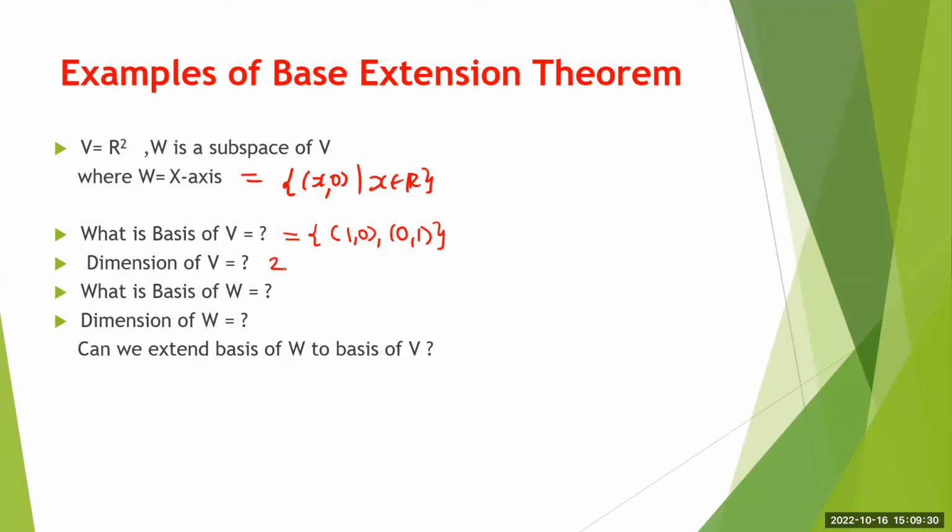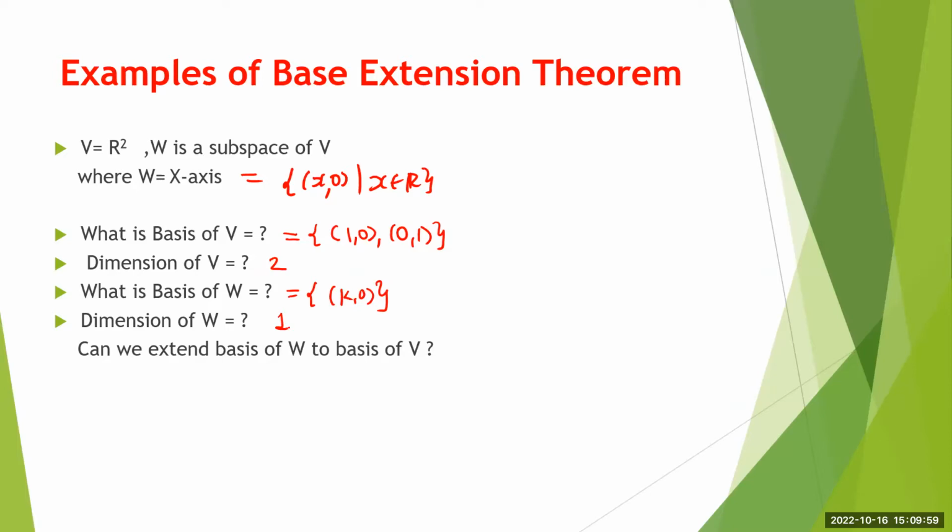W is a subspace of the vector space V, which is the x-axis. So it's just a line. So a basis of W will be (k, 0), such that k belongs to R. Since W is the x-axis, the dimension of W will be 1.